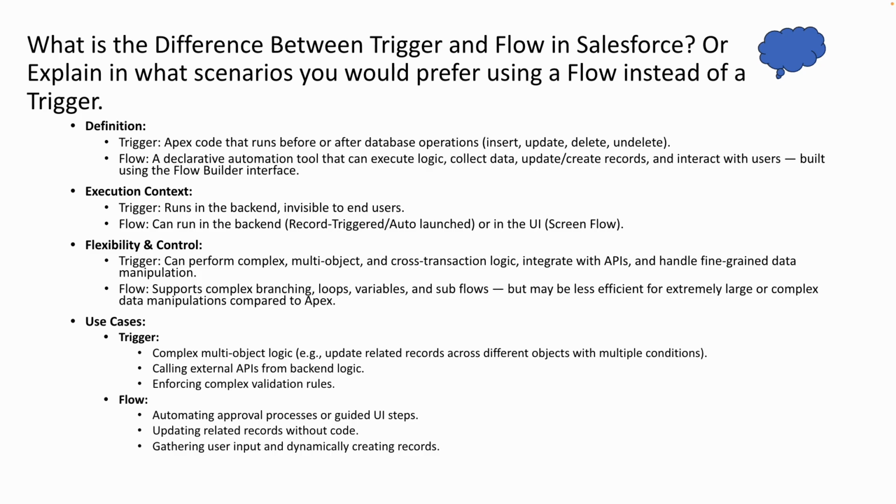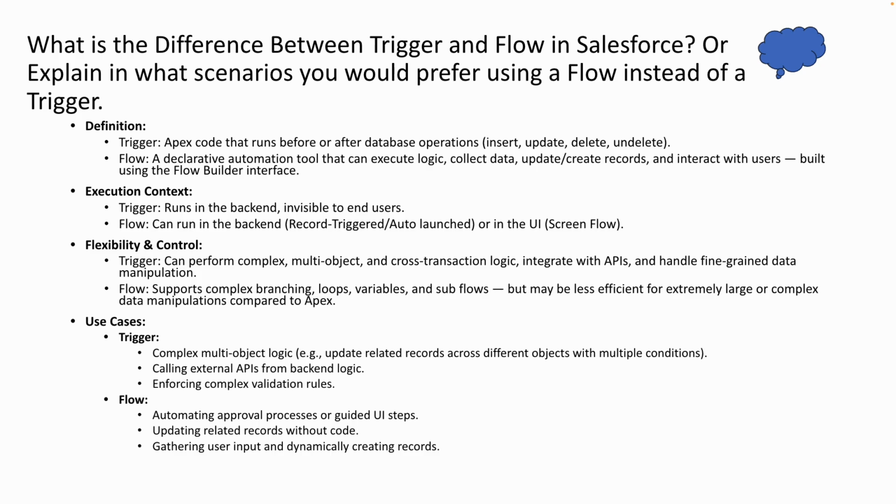So flow is better for fairly simple, UI-based steps, and also if you just have to update a related record, or if you want to capture into a variable and do some processing and update some other records or create some records. And also you can call subflows to handle the load, but yeah, a trigger can do a lot more than the flow.